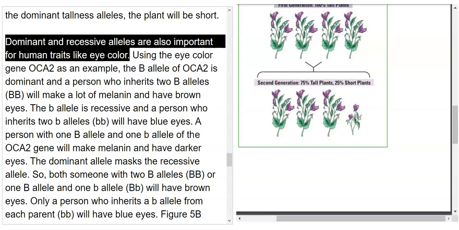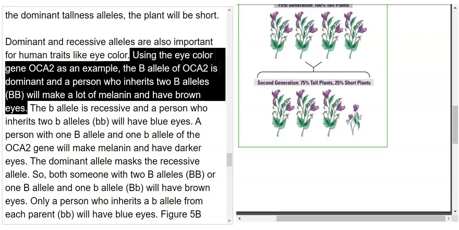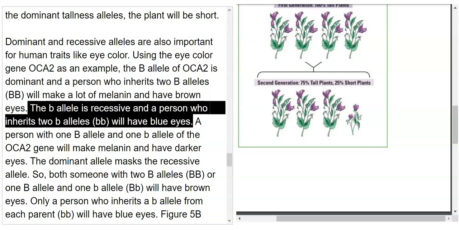Dominant and recessive alleles are also important for human traits like eye color. Using the eye color gene, OCA2, that we talked about before as an example, the B allele of OCA2 is dominant. A person who inherits two B alleles, big B, will make a lot of melanin and have brown eyes. The little b allele is recessive, and a person who inherits two little b alleles has blue eyes.